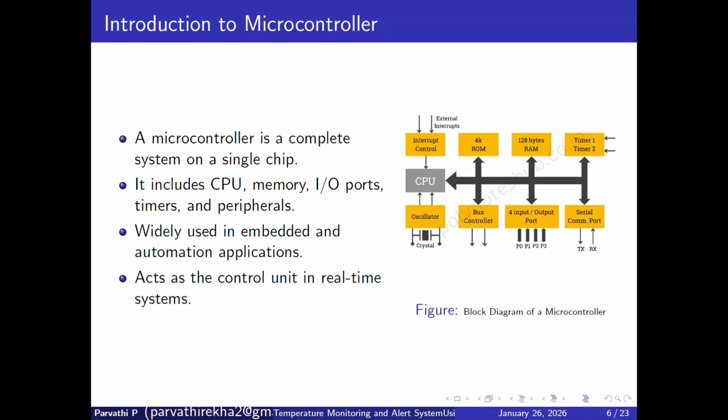You can see the bus controller. We have the data bus, control bus, and address bus. And you can see the four input output ports. And you can also see the serial communication ports, transmitter and receiver. So this is about the microcontroller.